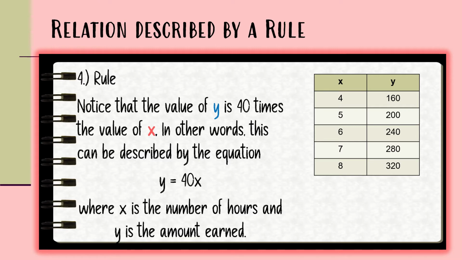So to get y, we just have to multiply the number of hours. For example, we have 4 as the number of hours. Multiply it to 40, we get 160. Next, for 5 hours, multiply 40 times 5, we get 200. And for 6 hours, we have 40 times 6, the result is 240, and so on. So as the number of hours increases, the amount you will earn also increases. We also have correspondence.